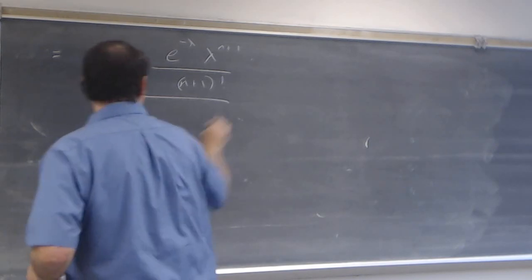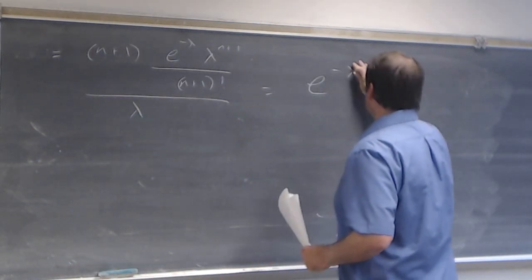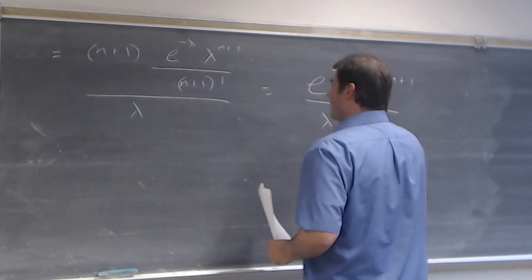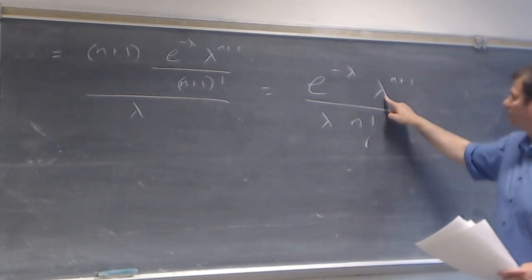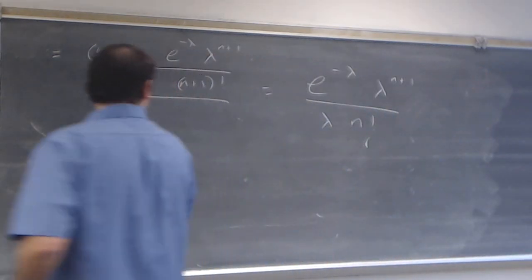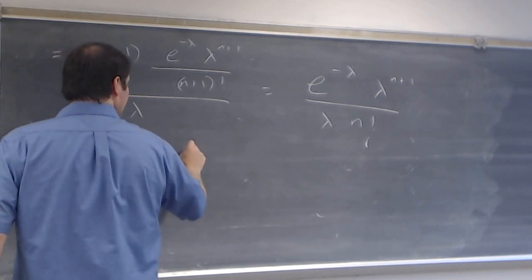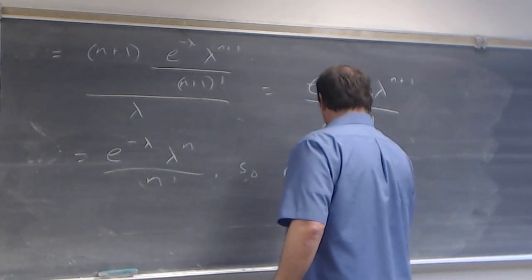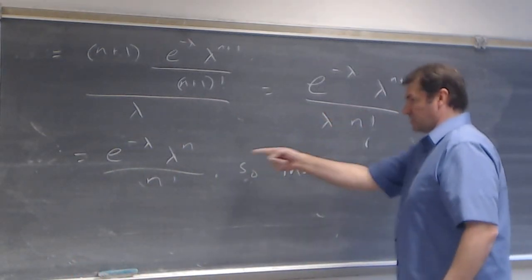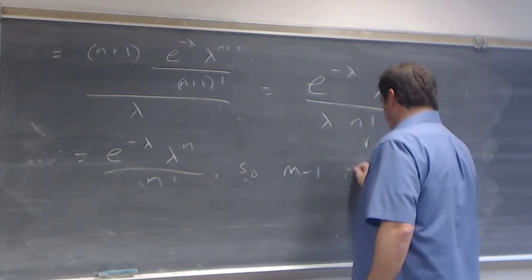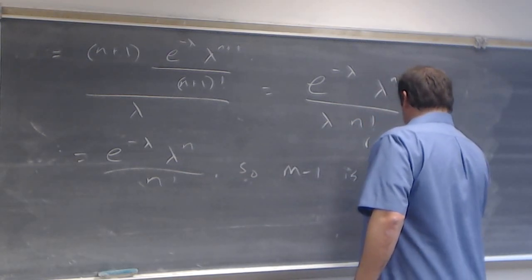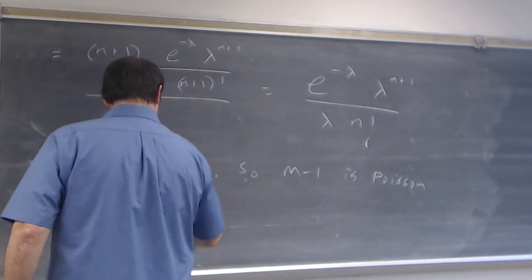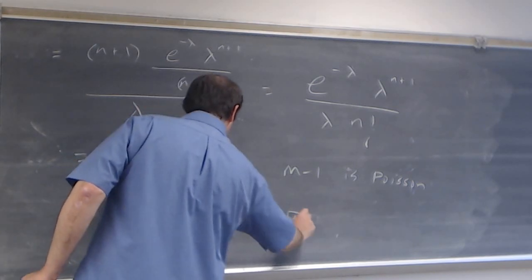We'll get e to the minus lambda, lambda to the n plus 1 over lambda times n factorial. One of the lambdas in lambda to the n plus 1 cancels with this lambda. We're left with e to the minus lambda, lambda to the n over n factorial. So that tells me that M minus 1, its probability mass function is that of a Poisson random variable. M minus 1 is Poisson with mean lambda. That ends this video.